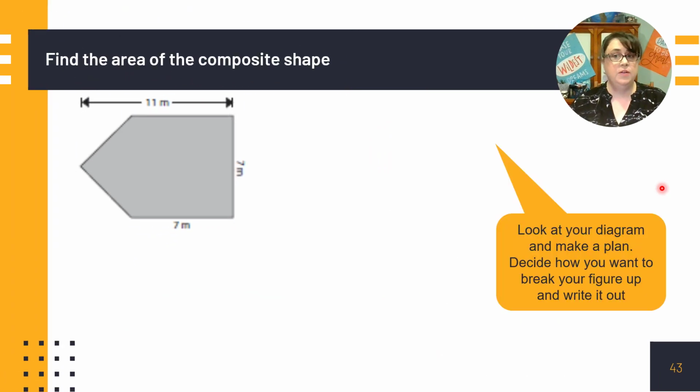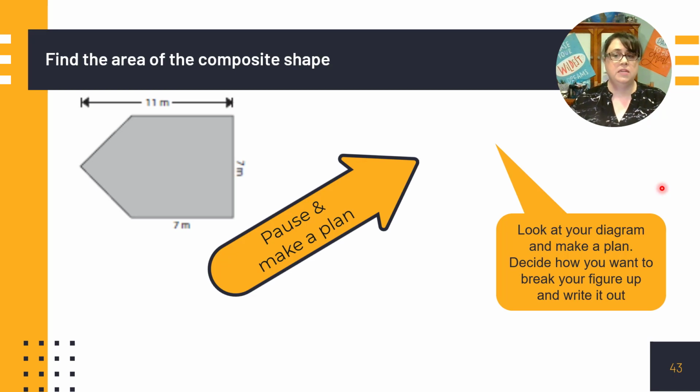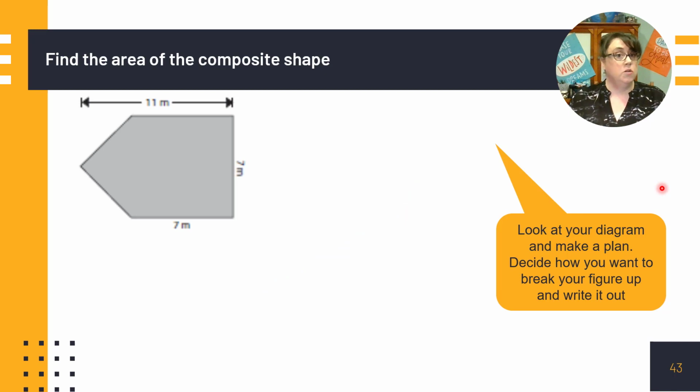The first thing you need to do again is look at your diagram and make a plan and decide how you want to break it up, and then write that out. So how do you want to break this up? There are sometimes some more obvious ways than not. For example, this one to me is a pretty obvious triangle and square, or at least a triangle and a rectangle. So if I was to take this line, that 7, and bump it all the way out, there's my triangle, and then there's my square.